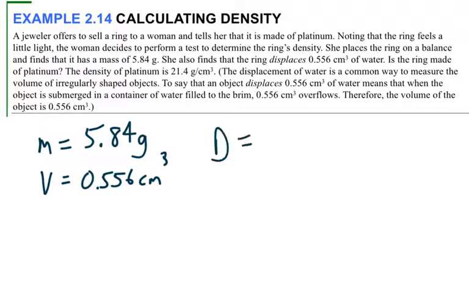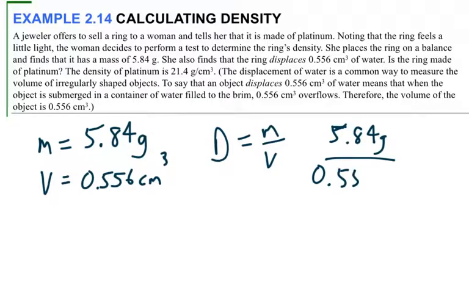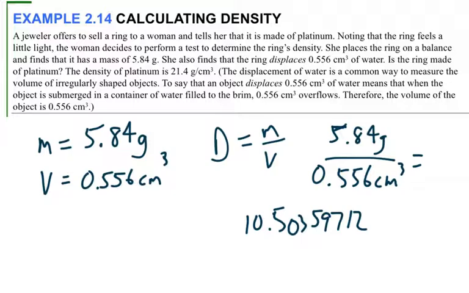So what we're going to do here is we are going to find the density using the formula mass divided by volume. And what we'll do is we'll go ahead and we'll get the mass of the ring in grams. We'll divide it by the volume in cubic centimeters. And as a result, we're going to get 10.503597112, all these numbers. Well, what we're going to do is we're going to round to significant figures.